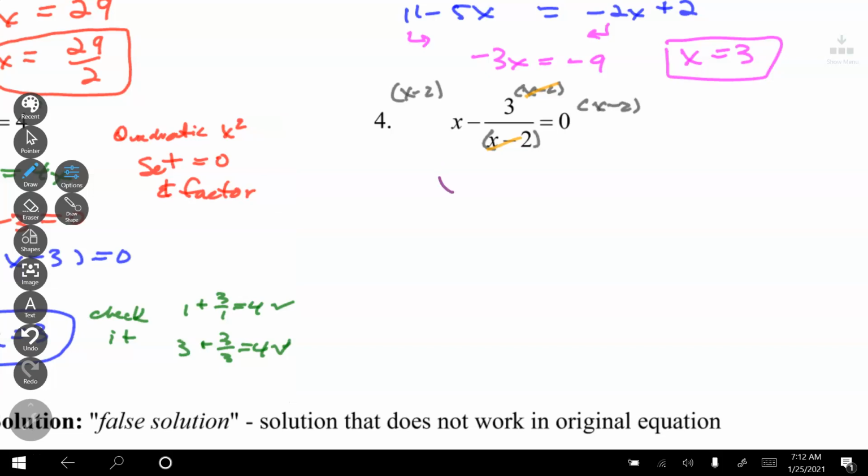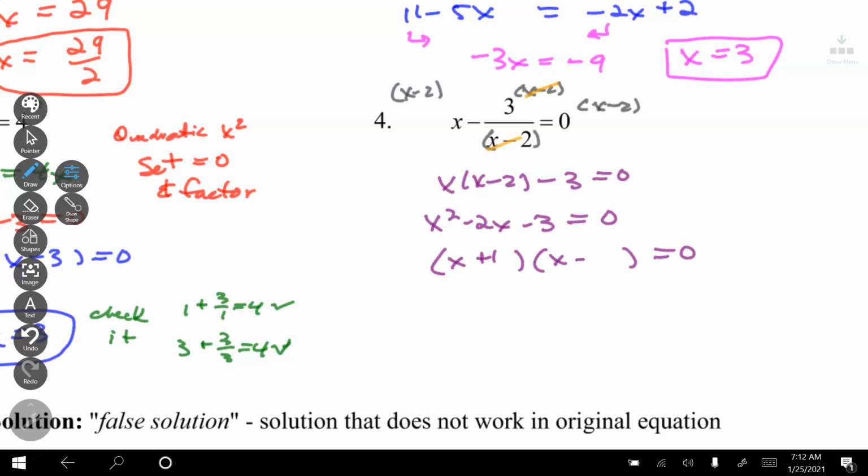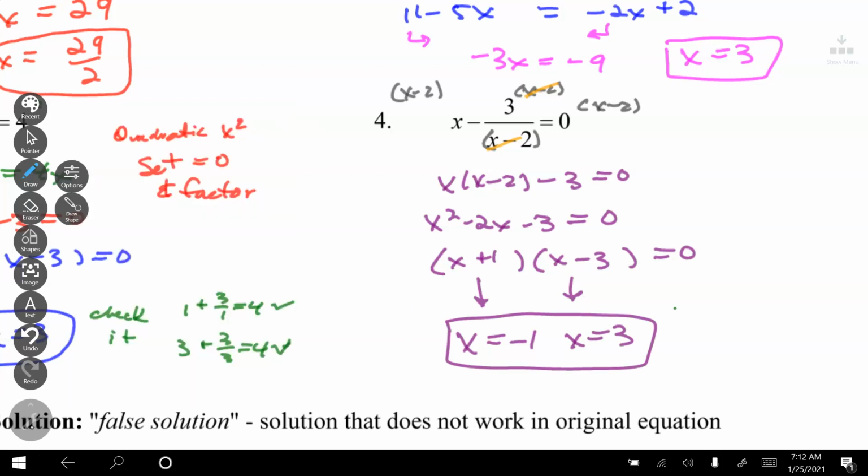And I get x(x - 2) - 3 = 0. x squared minus, wow, that's terrible. x squared minus 2x minus 3 is equal to 0. I can factor this. I get (x + 1)(x - 3), and I get two solutions: x equals -1 and x equals 3. And if I want, I could check them, but I'm not going to do that right now.